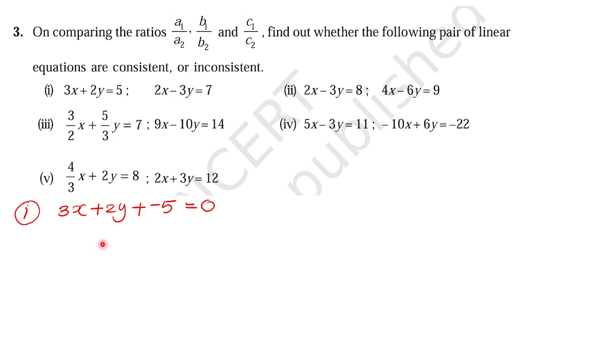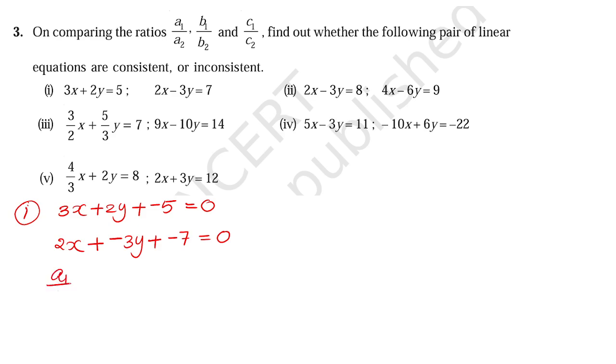The second equation is 2x minus 3y. I want the standard form. 2x minus 3y, minus 3y is plus minus 3y. Is there any issue if I write like this? This 7 is taken to the left hand side, becomes minus 7, plus minus 7. This step is required. Never avoid this step. Now all the steps are required.